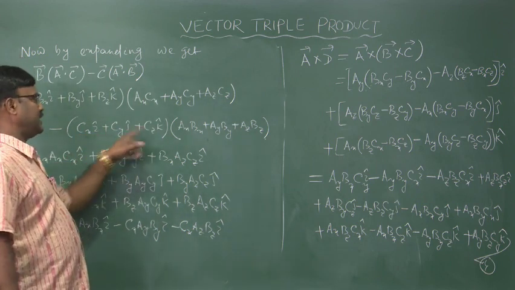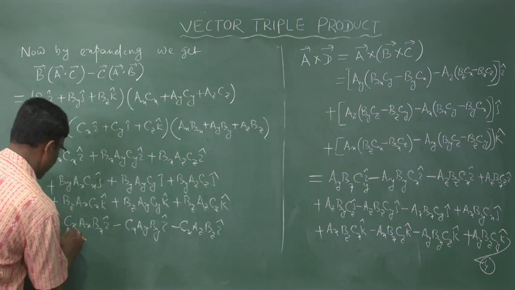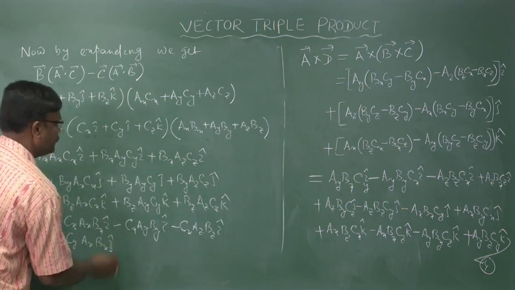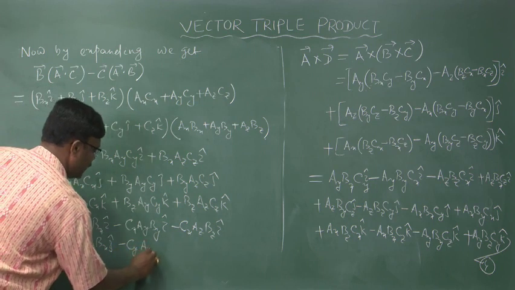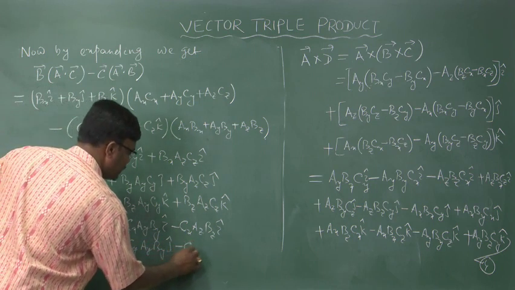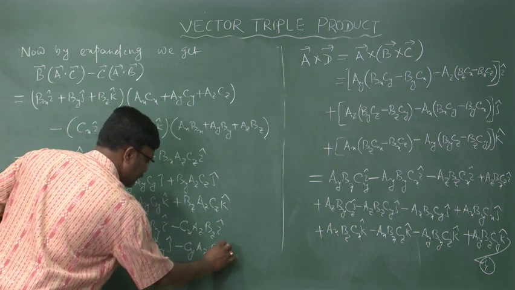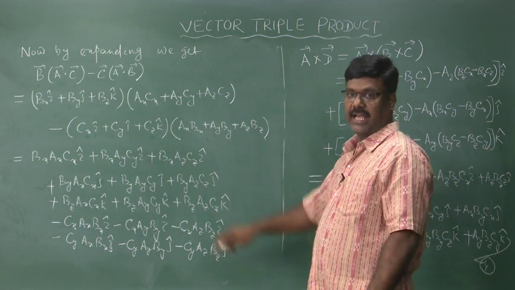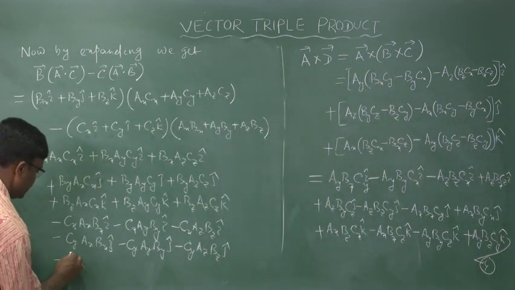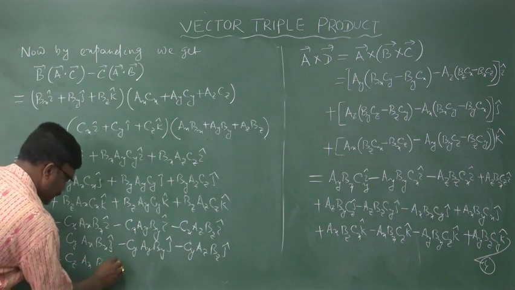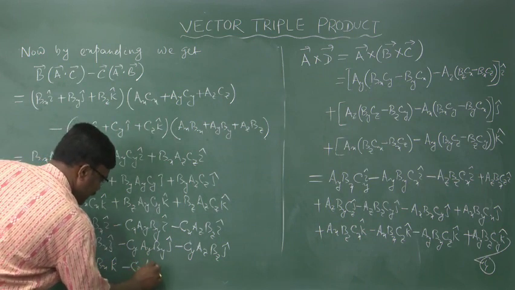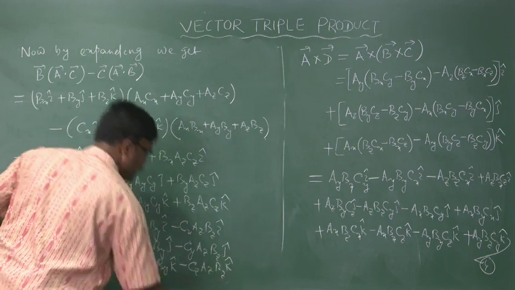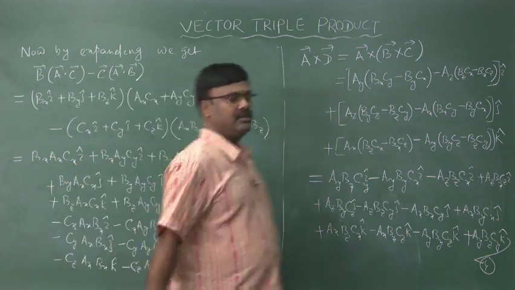Further, by multiplying Cy j cap with all these three, we can write minus Cy Ax Bx j cap minus Cy Ay By j cap minus Cy Az Bz j cap, and finally this Cz k cap term can be multiplied with these three terms and can be written as minus Cz Ax Bx k cap minus Cz Ay By k cap minus Cz Az Bz k cap. Let us write this as equation 5.